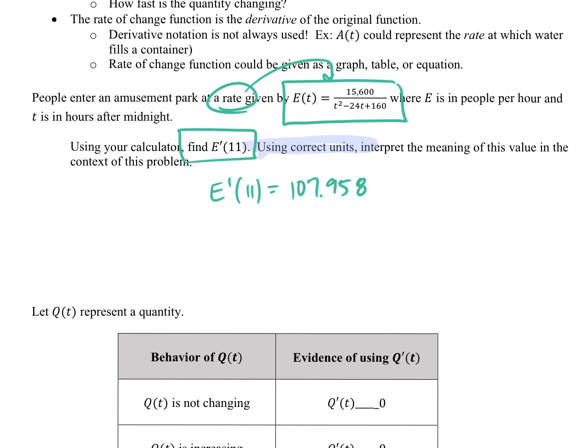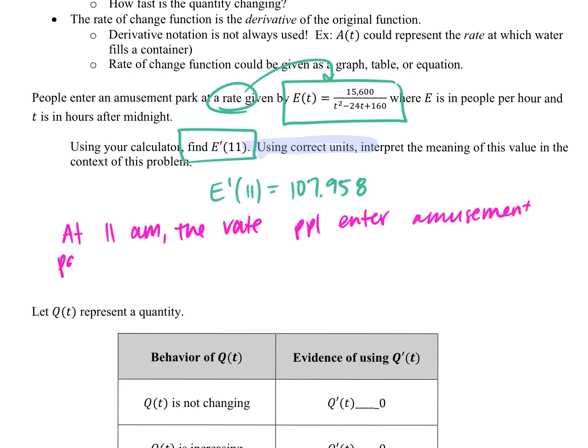What's that 11 referring to? 11 hours after midnight. Instead of saying 11 hours after midnight, we say at 11 a.m. That refers to the time. At 11 a.m., the rate people enter the amusement park is doing what, you guys? If it was 107.958, it's increasing, because it was positive.